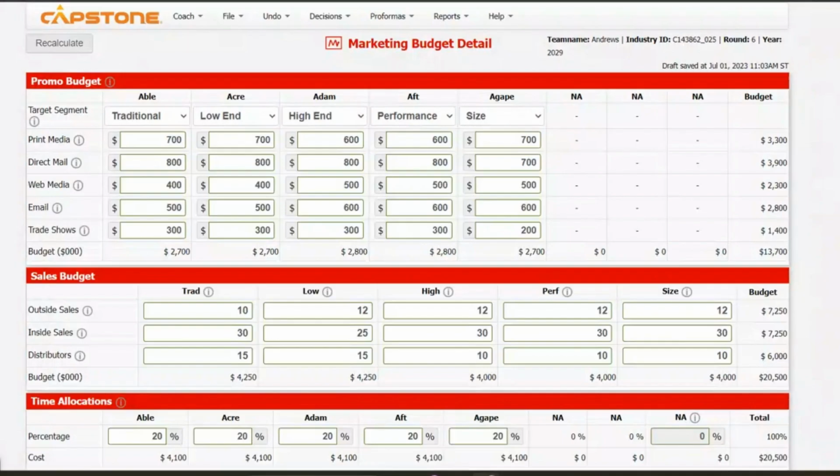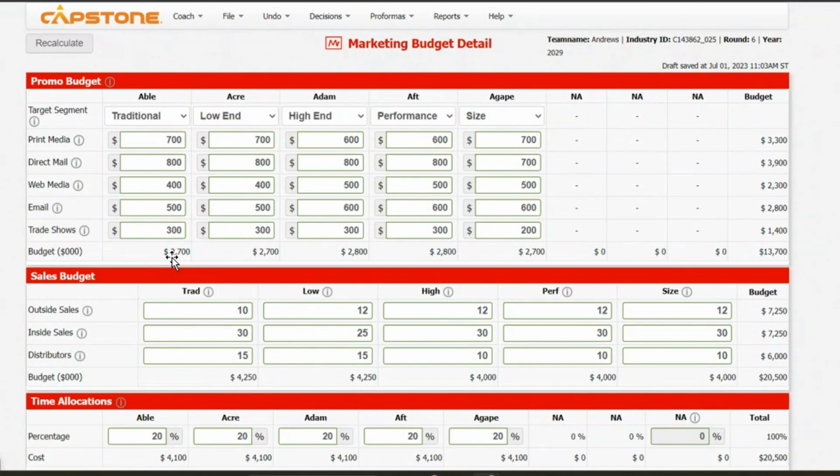You will be introduced to promo budget, sales budget and time allocations. Here, you have to keep in mind that you need to read what is present in this icon and keep the promo budget and the sales budget as high as possible. Keep it around 2,700 to 2,800. If you have enough money in your company, do it this way.